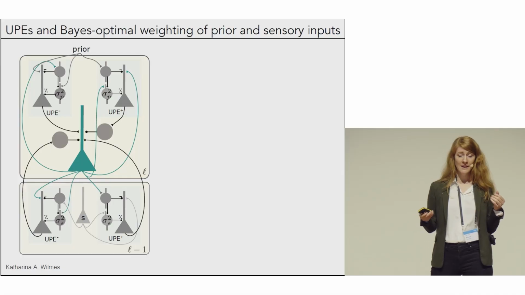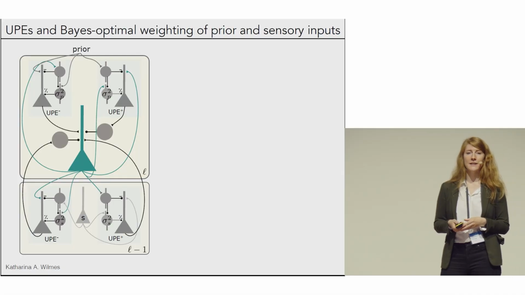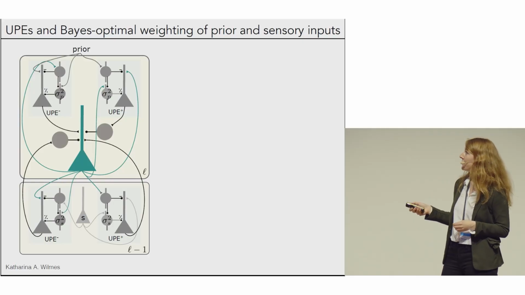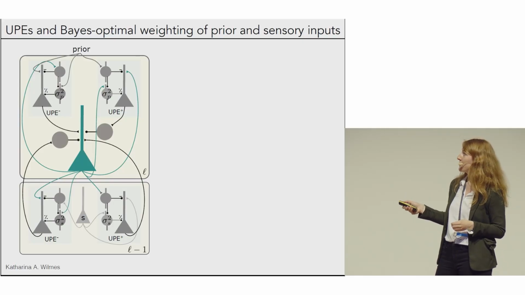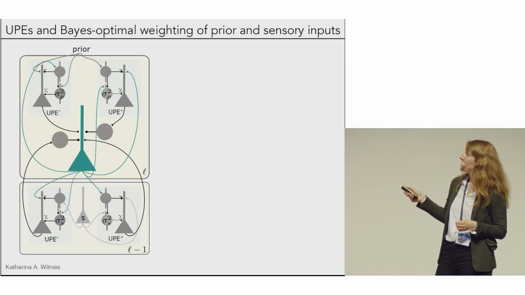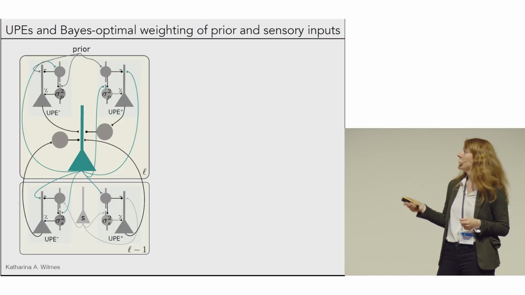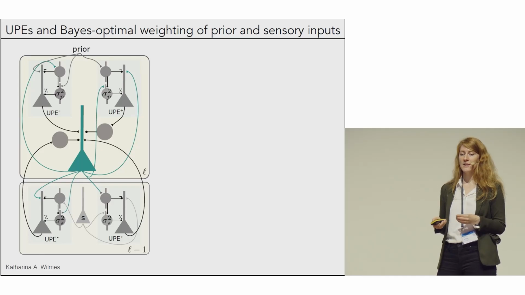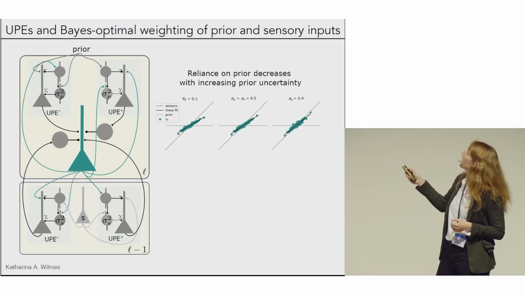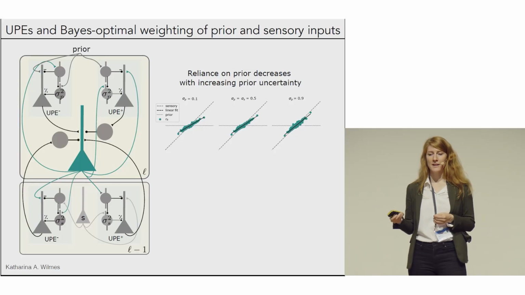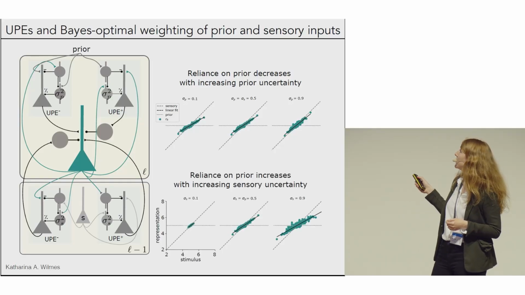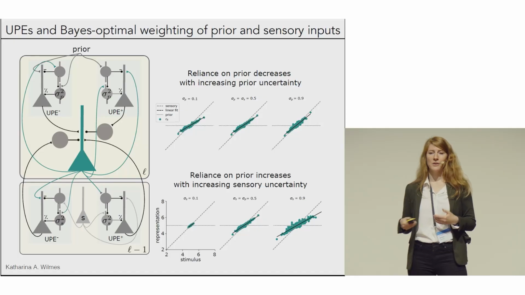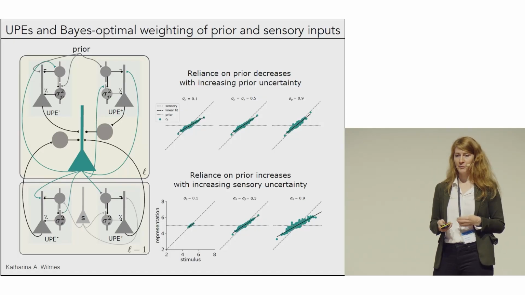Now finally, UPEs can also implement the Bayes-optimal weighting of prior and sensory inputs that I was talking about earlier. If we now have a hierarchical model where we do not just get the bottom-up prediction errors to the representation neuron, but also from the higher area or the local area, which also includes uncertainty modulation by the prior. So we do not just have the uncertainty of the stimulus, but also of the prior. And then we can vary these different uncertainties, and we can see that if we increase the prior uncertainty, then we rely more and more on the stimulus sample, so the central tendency effect gets weaker. However, if we increase the sensory uncertainty, then we rely less on the sensory input, so the central tendency effect gets much stronger, which makes sense.